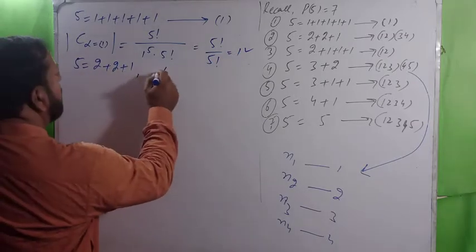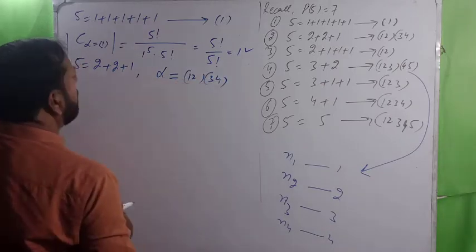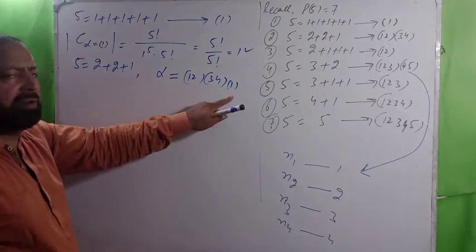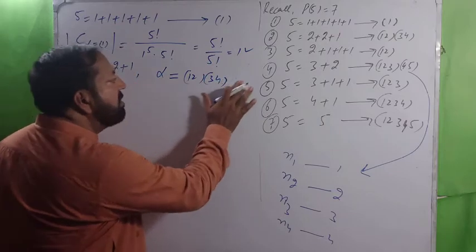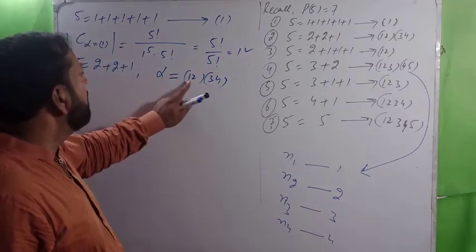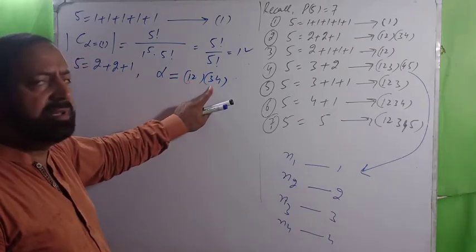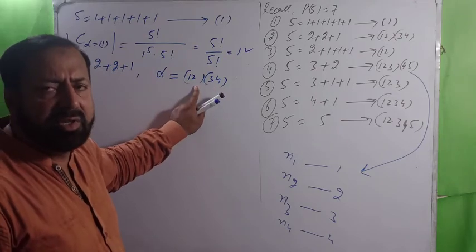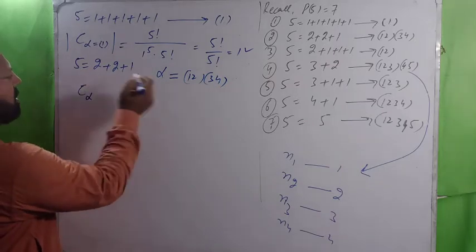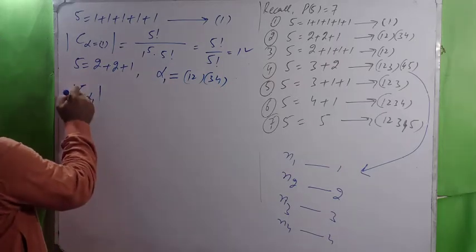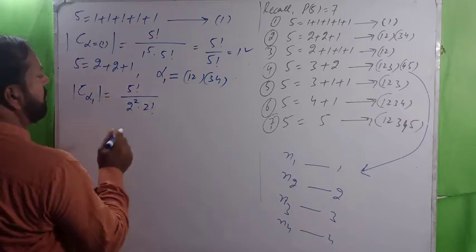Okay, next is if 5 is equal to 2 plus 2 plus 1, this type, then of course alpha must be of the type (1 2)(3 4). If you write 1 or not, you don't have any problem because it's the identity element, so for the sake of convenience I am writing like this. This means that there are 2 permutations of size 2. So k is equal to 2, the number of parts is 2, and the size is 2. So the C alpha here, say alpha 1, C alpha 1, size is 5 factorial over 2 power 2 into 2 factorial, right?